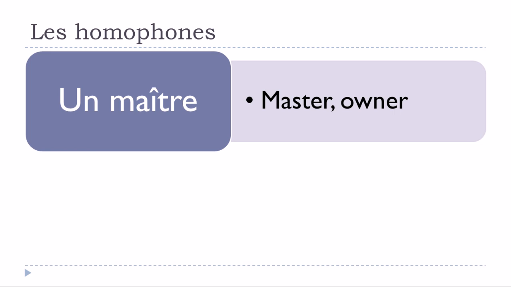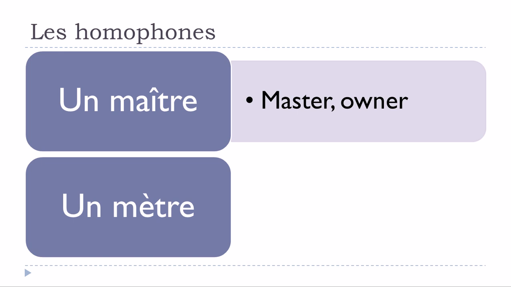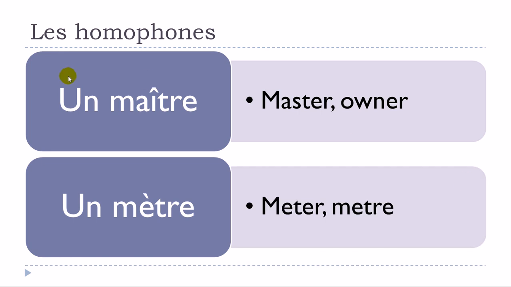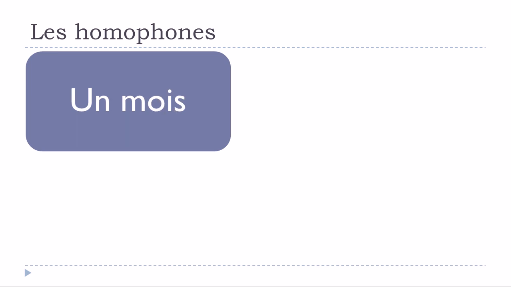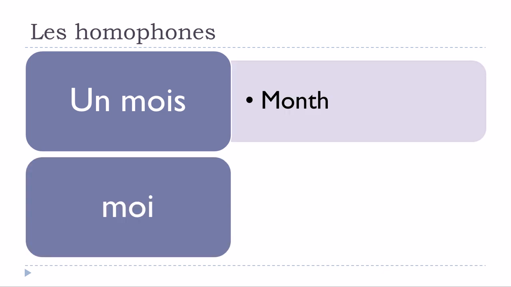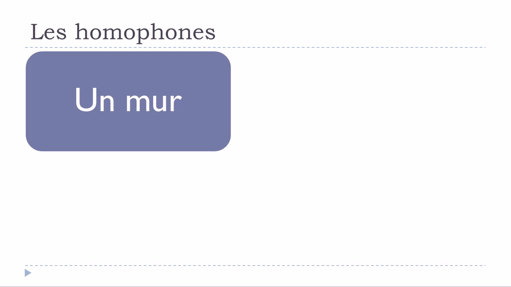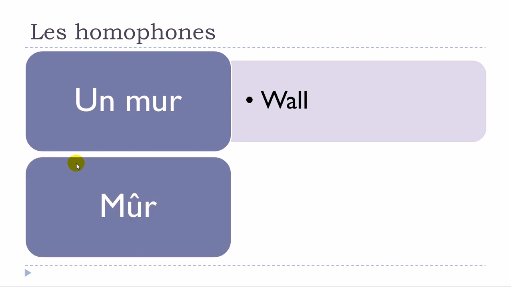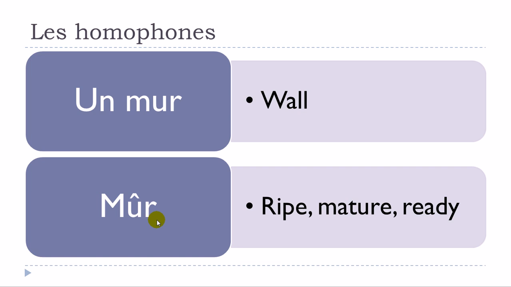Un mètre, and so you will have the translation here. Un mètre, and then un mètre as well. Okay, so un mètre and un mètre, same pronunciation. Un mois, and then moi, me. Okay, so un mois and moi. Un mur, and the adjective mur. Okay, so un mur and mur.